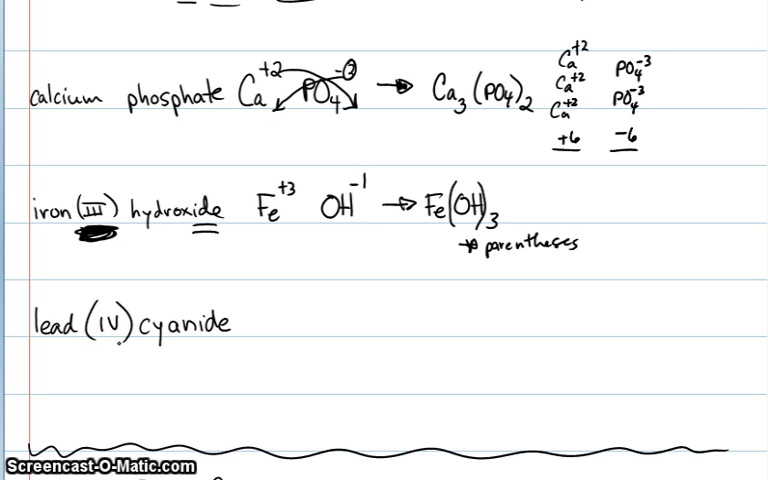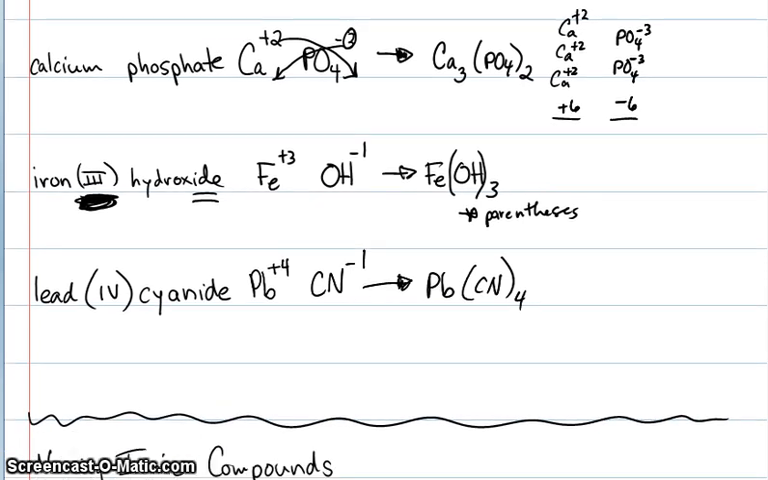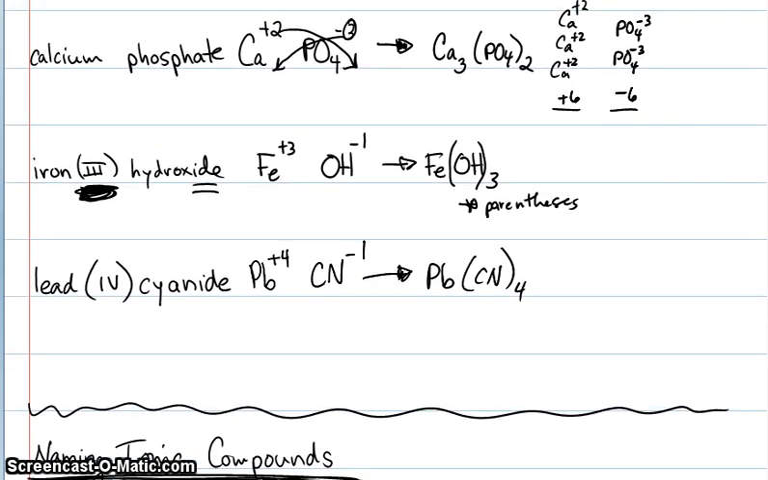And last, we have lead 4 cyanide. So that means Pb +4, CN -1. How many -1s balance the +4? Did you say 4 of them? Pb(CN)4. Very cool. All right, so that ends writing formulas for ionic compounds.